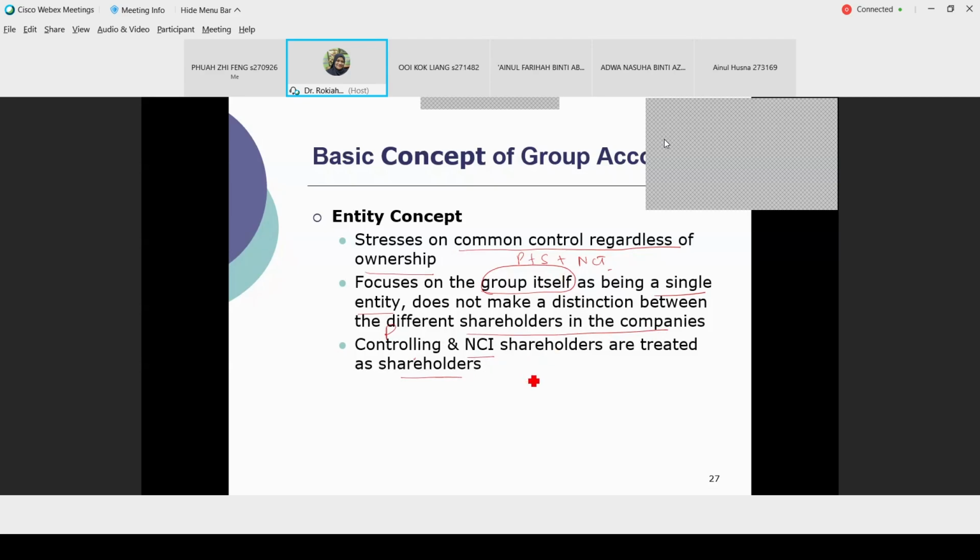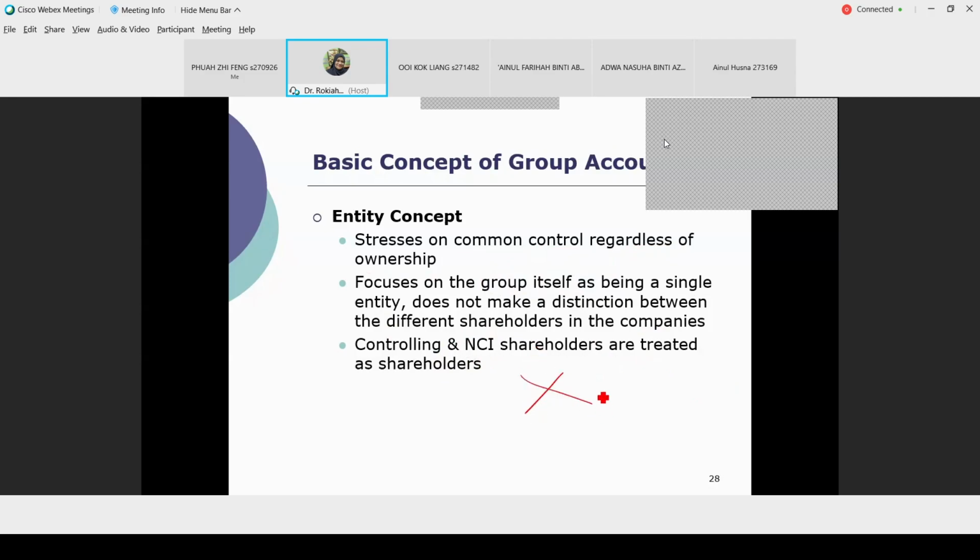Let's say the parent has 80%, and the other 20% is known as the NCI. Both of these, in a group, are treated the same as shareholders. So I think slide 28 is the same as what you have in slide 27.